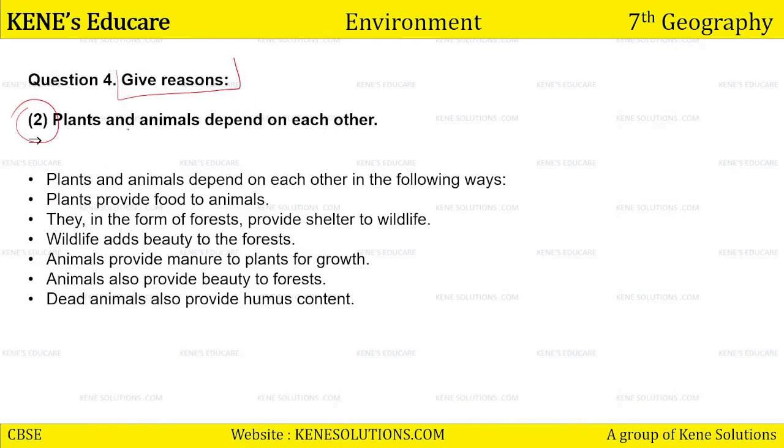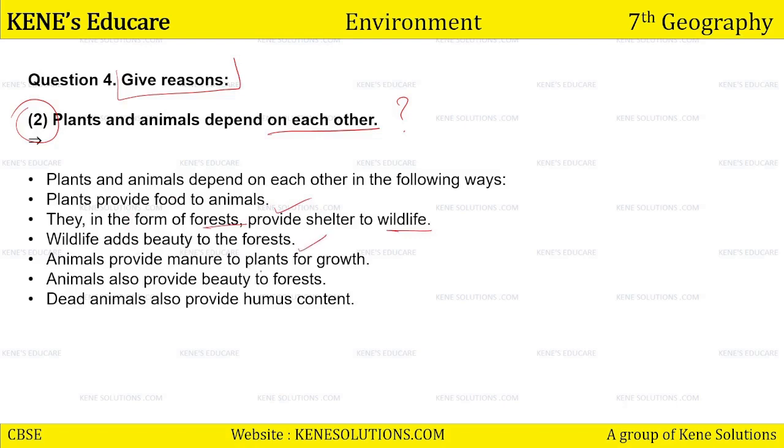Part number 2. Plants and animals depend on each other. Give reason. Plants and animals depend on each other in the following ways. Plants provide food to animals. That is why animals are dependent on plants. They, in the form of forest, provide shelter to wildlife. Right? Wildlife adds beauty to the forest.